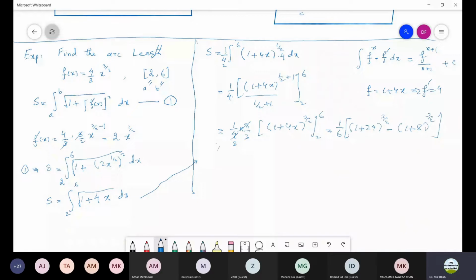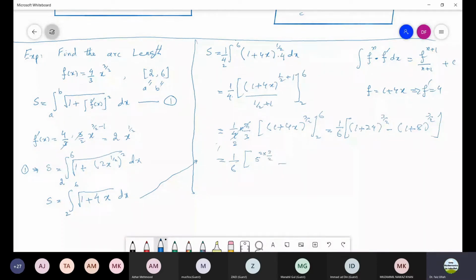Let us simplify a little more. So from this we have 1 over 6. Look at here. 1 plus 24, that is 25. So I can write 25 as 5 power 2, because 5 5s are 25. So I am writing this 5 power 2 into 3 by 2 minus.